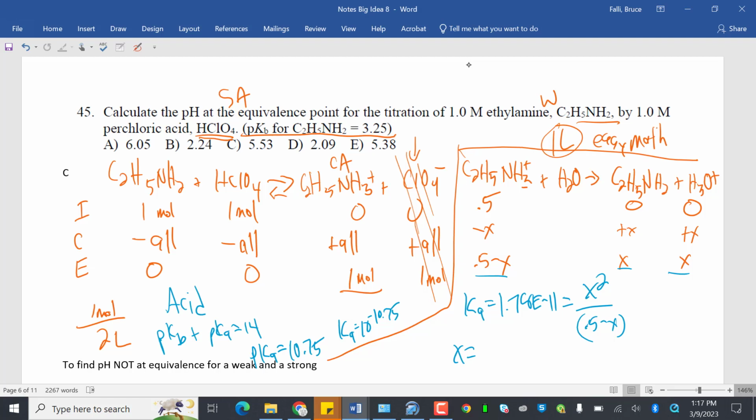And x is, if I'm a fool, I put 2.98, but I'm no fool. Mama didn't raise any fool. I scroll all the way down and get e negative 6. Okay, and that is my concentration of H3O positive.